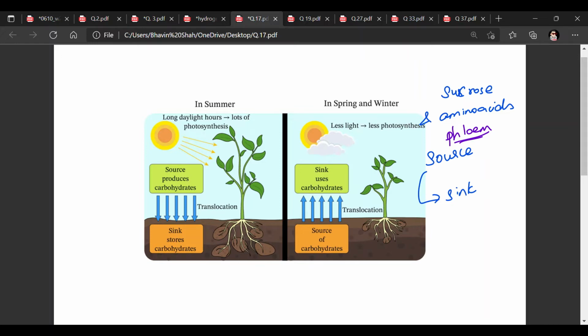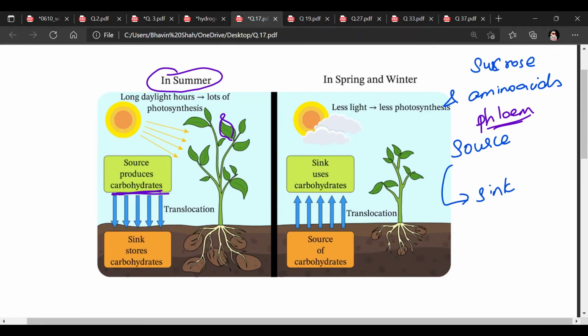In summer, when there are long daylight hours, plants can do photosynthesis, which is the reaction of carbon dioxide and water and requires sunlight. So it can produce its carbohydrate. The food is made here in the leaf, which becomes the source, and it is stored in the lower parts or other parts of the plant, which become the sink. But in spring and winter, when the leaves have shed and new leaves are coming back, what happens? The part where the food was stored becomes the source and the other parts become the sink.